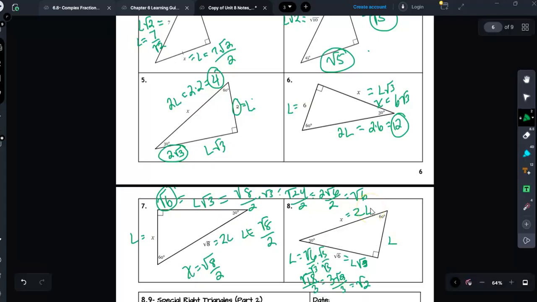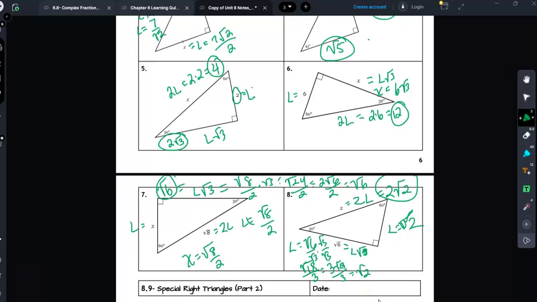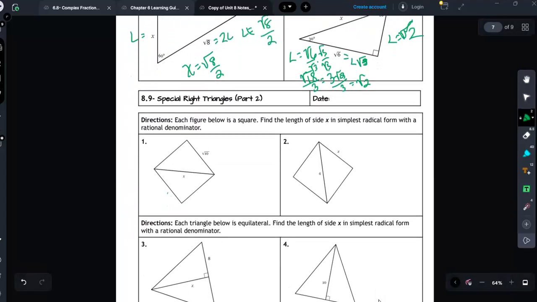So if L is just the square root of 2, then the hypotenuse is going to be equal to 2 square roots of 2. Final answer. So you've got all the sides: square root of 2, square root of 6, 2 square roots of 2. Special triangles, the extended version down here.